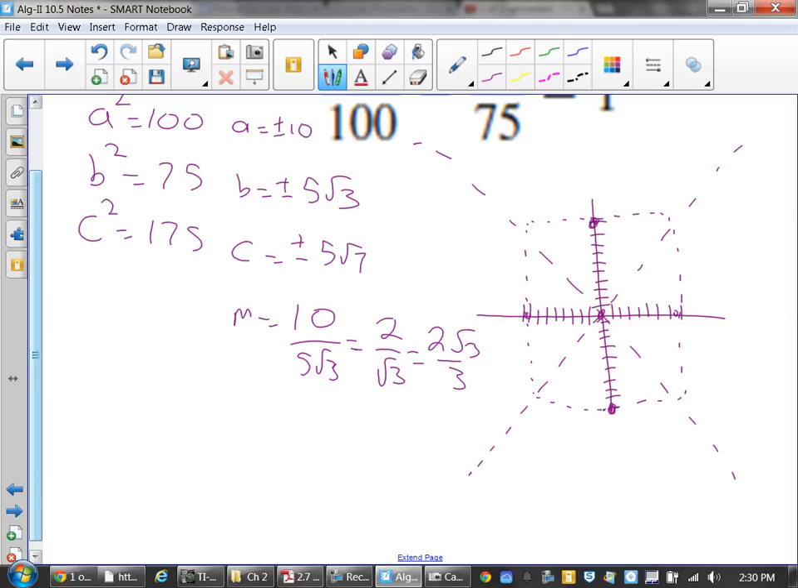Do you guys also agree that since we are centered at the origin, our slopes are just going to be plus or minus? I multiply top and bottom by root 3, and that's how I got that. If I go the other direction, I have to go down 10 and then right 5 root 3. I get the same result, just with the negative sign.